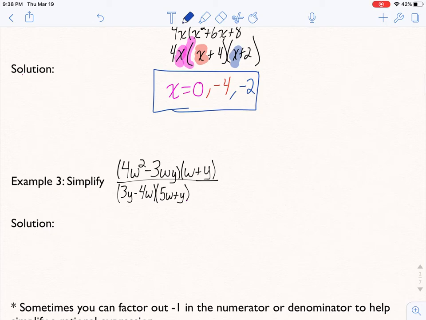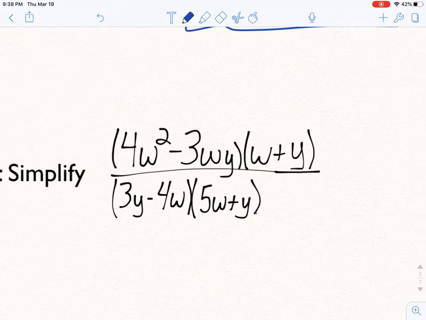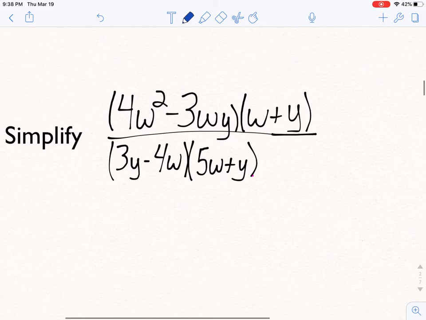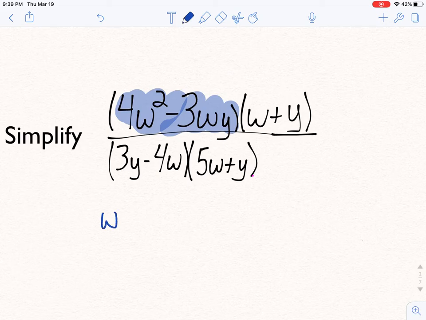So on example 3, all I want you to do is simplify. And so it looks kind of funky because it looks like, what do they want us to do? In the denominator, I can't factor anything. 5w plus y, 3y minus 4w. In my top, 4w squared minus 3wy, and w plus y. Well, in this spot right here, hopefully we all see that I have a w in common. So let's pull that out.